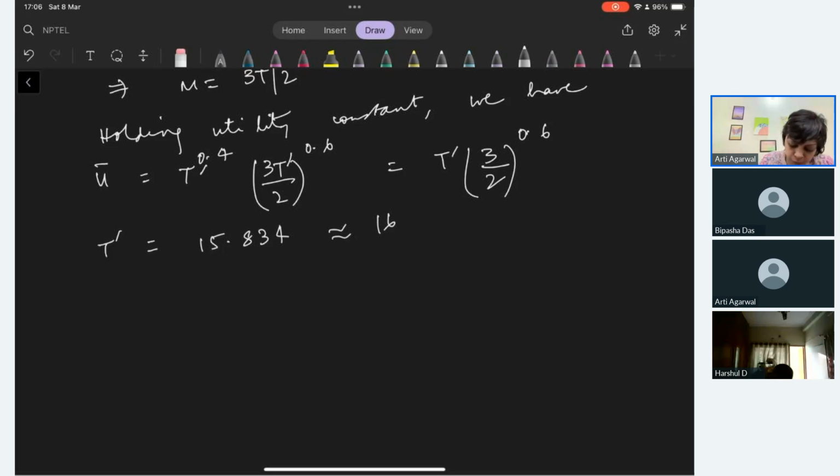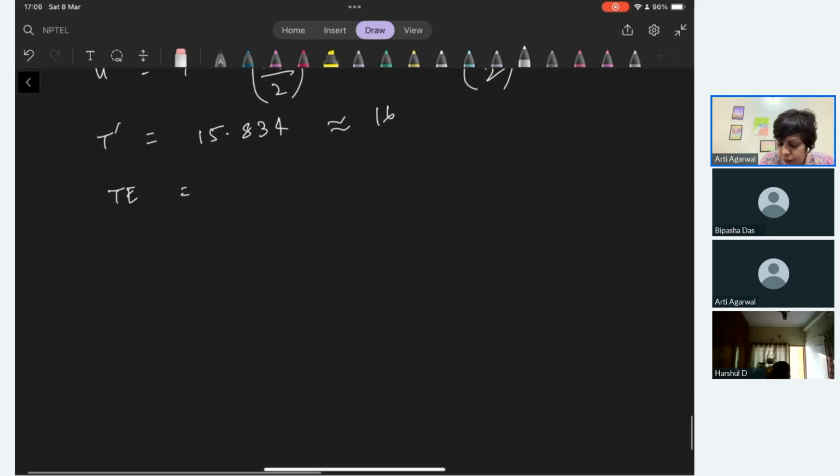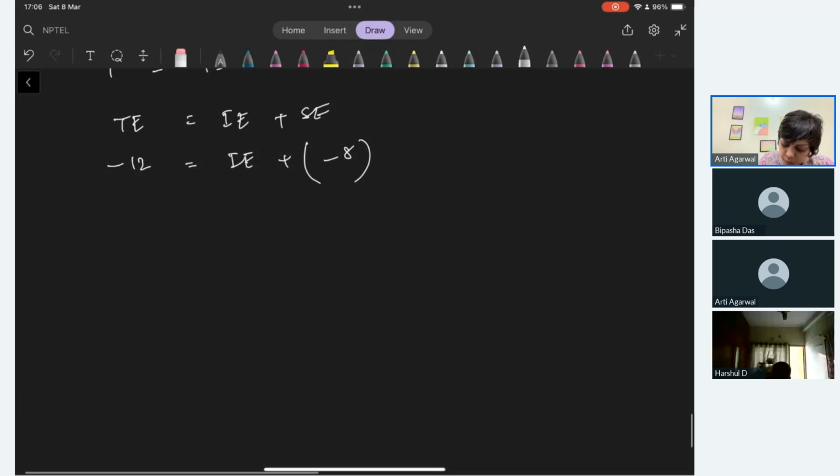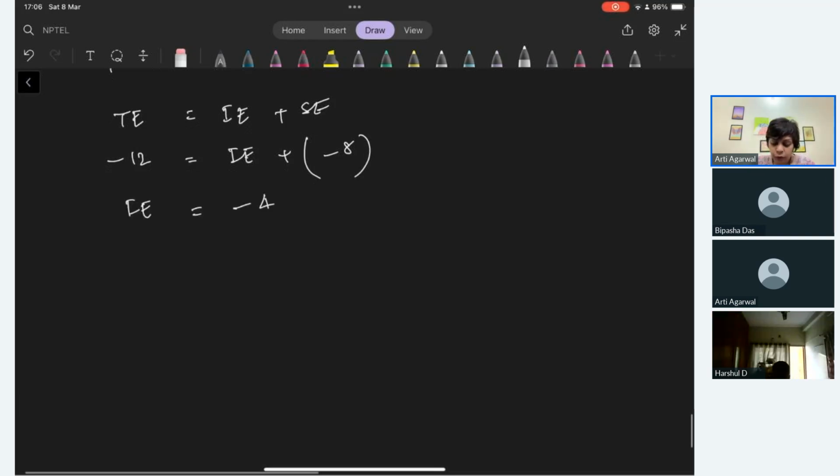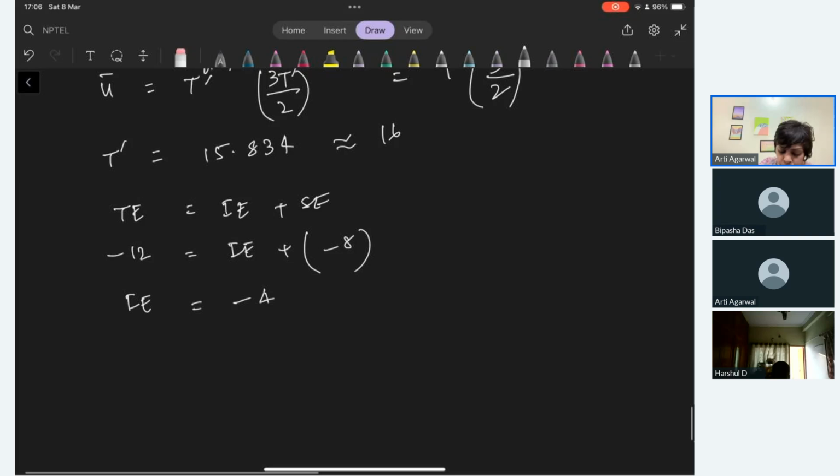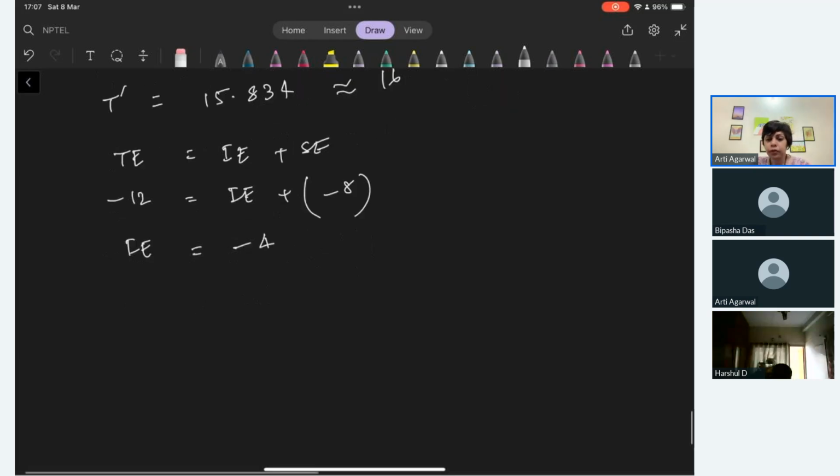So we know that total effect is equal to income effect plus substitution effect, right? Total effect is minus 12. Income effect, we don't know. If we take this as 16, the substitution effect is 16 minus 24, which is minus 8. So the income effect comes out to be minus 4.